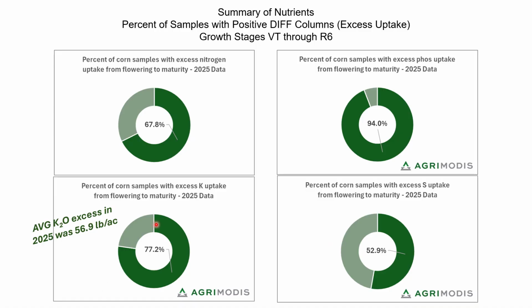So for the total average excess, if I take all of the final yields, all of the final samples, 77.2% of those samples had some level of K excess. And if I convert that into an average of what the amount of excess was for all of those in one big pool, the average was 56.9 pounds per acre. So, well, what does that cost? Well, at $360 a ton, you're looking at about $17 an acre of excess uptake.